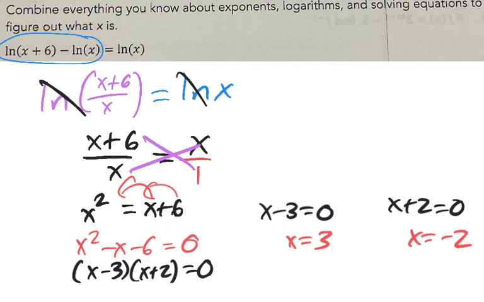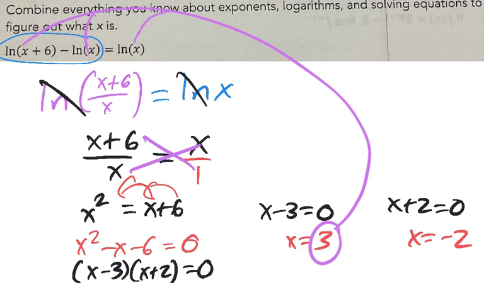What do I have to do once I solve a logarithmic equation? Check it out. I have to plug them in to make sure it does not make the argument become negative. So let's plug in 3 for all of these x's. Would that make any of the arguments become negative? 3 plus 6 is 9. That's okay. Natural log of 3, that's okay. Natural log of 3, that's okay. So 3 works.